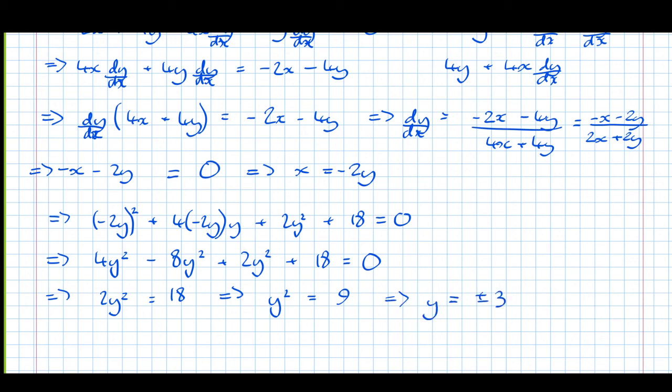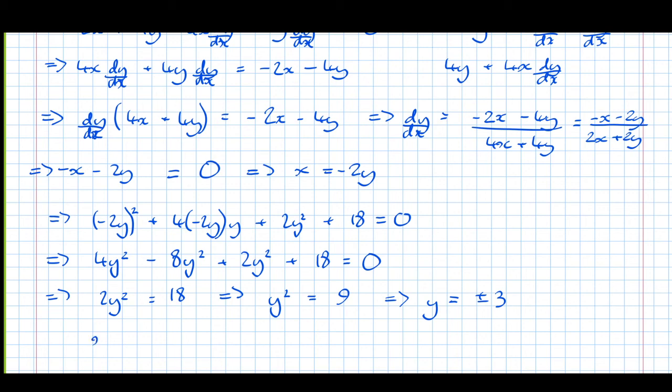So y is plus or minus 3. And we need the corresponding x coordinates for that. But we've got a great way of doing that. That's much easier than subbing back into the original equation. We know that the stationary points lie on x equals minus 2y.